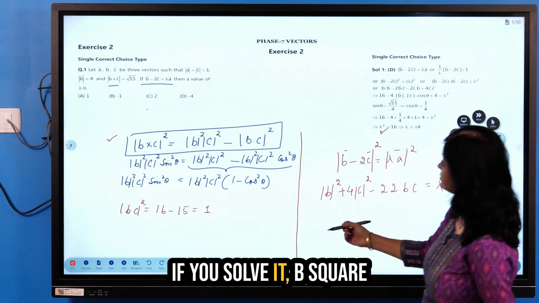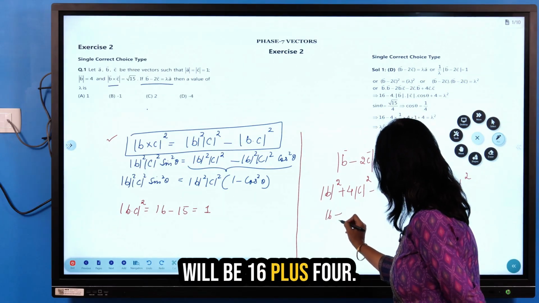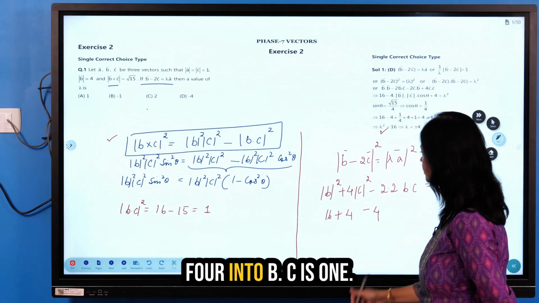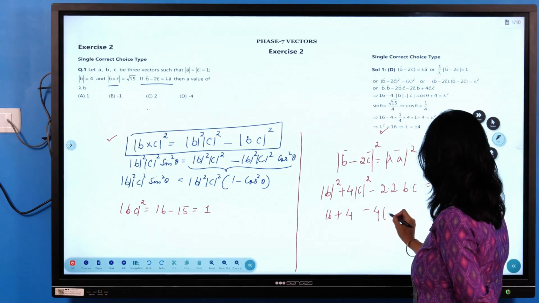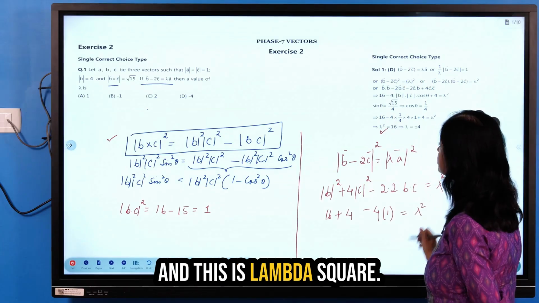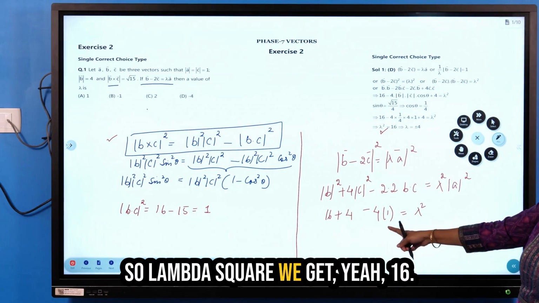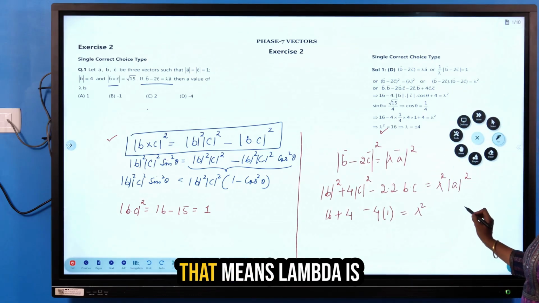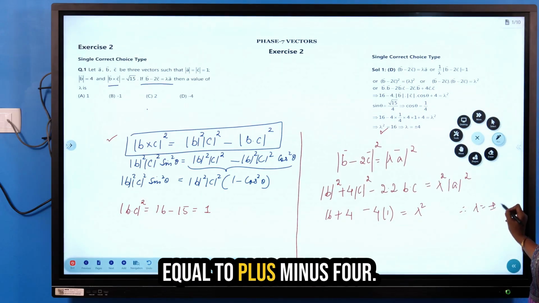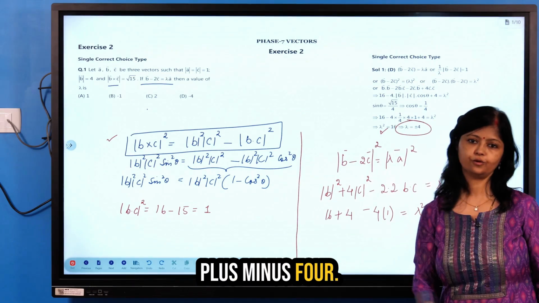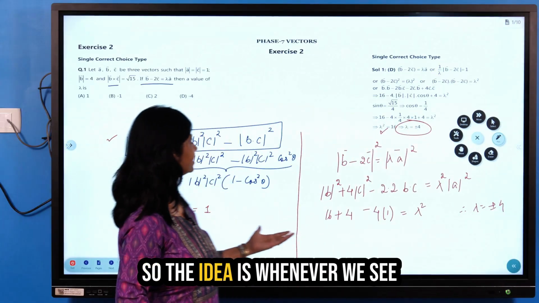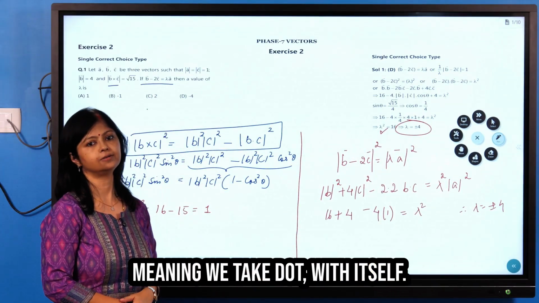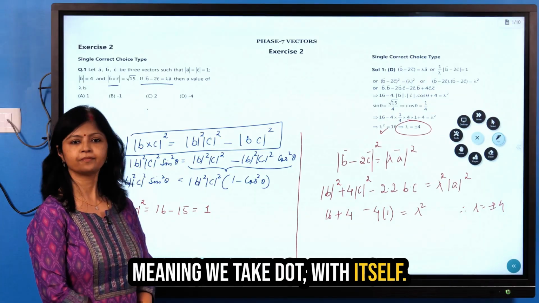If we solve it, B square will be 16, plus 4, since C is 1 only, minus 4 into B dot C, which is 1, and this is lambda square. So lambda square we get is 16. That means lambda is equal to plus minus 4. That's it. So the idea is whenever we see this, we take mod on both sides, mod meaning we take the dot with itself.